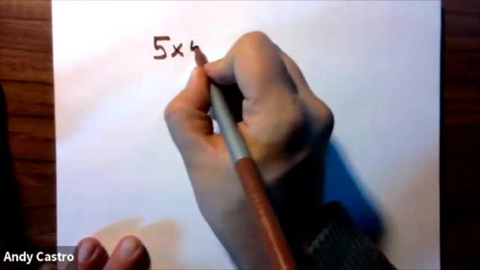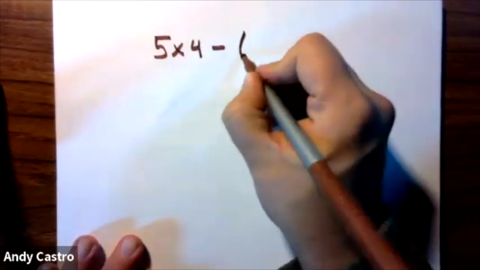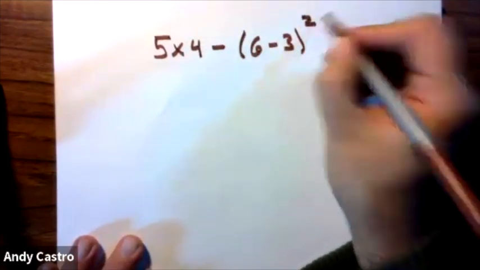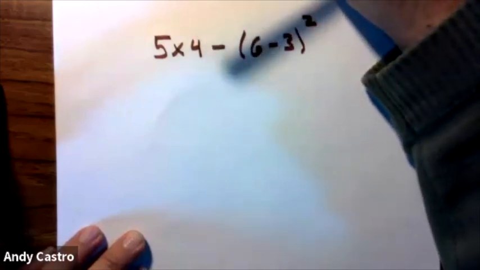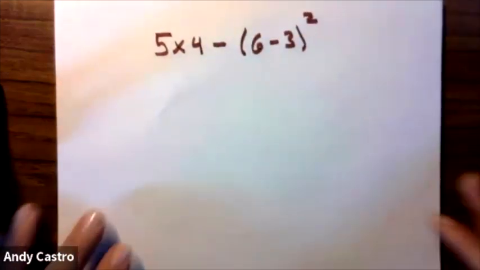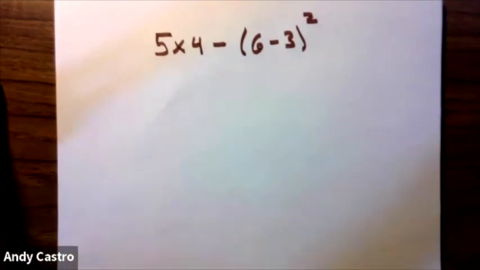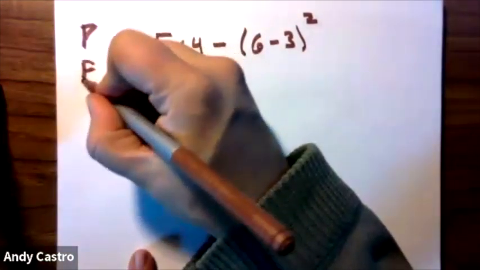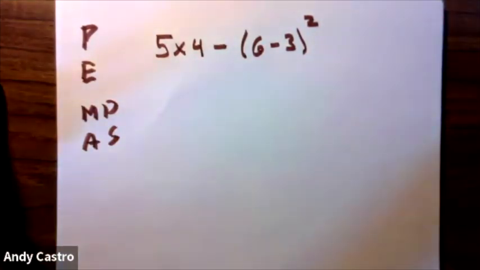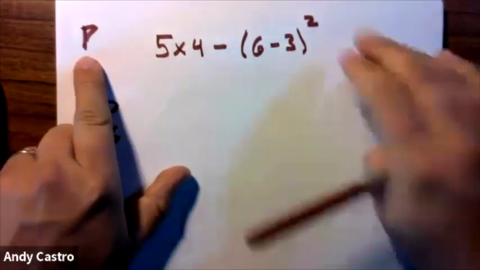Good. All right. I'm going to do 5 times 4 minus the quantity 6 minus 3 to the second power. All right. So here we can write out our order of operations. We start with parentheses.